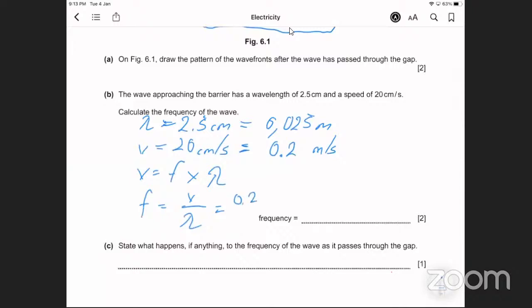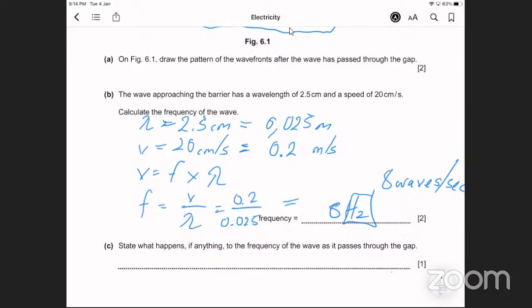0.2 divided by 0.025, which gives me, what is the answer? 8. 8 hertz, right? Or you can say 8 waves per second, but usually the agreed one is the 8 hertz. Are we following, guys? Yes, sir. Right, so that is my answer for that part. I hope you are all following.